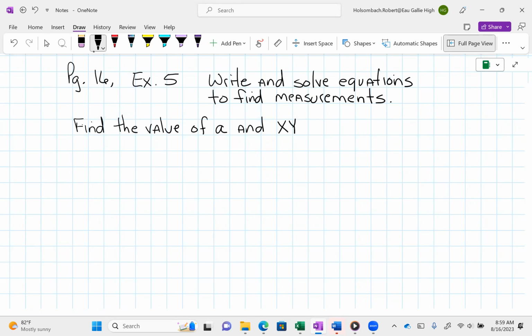If Y is between X and Z, XY equals 3A. XZ equals 5A minus 4. And YZ equals 14.